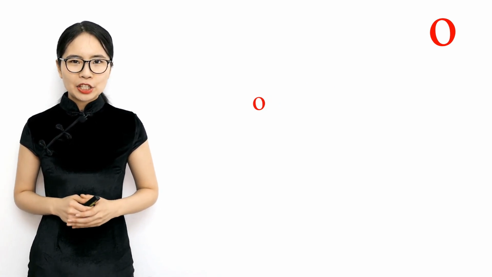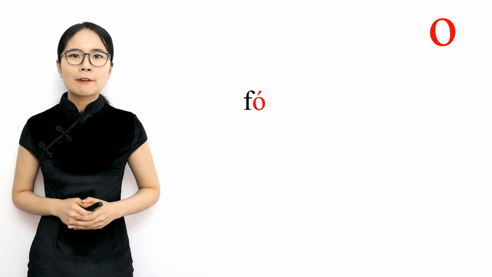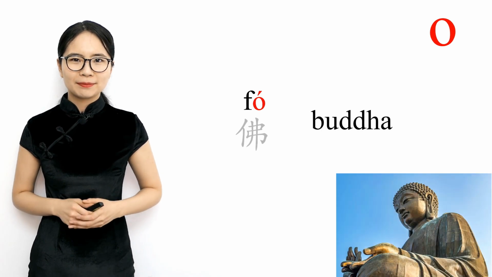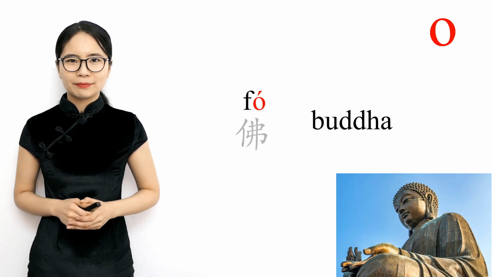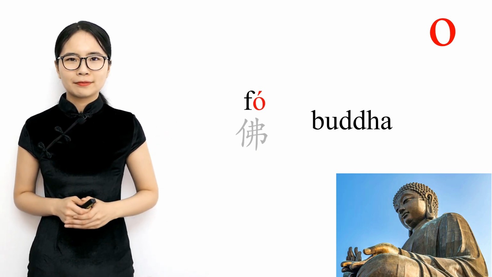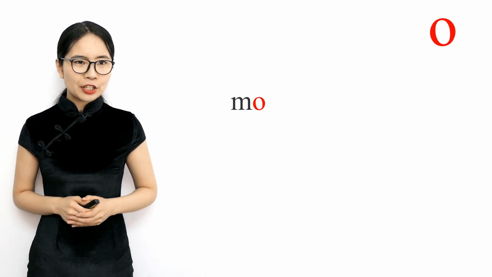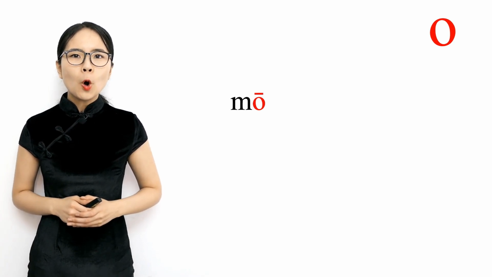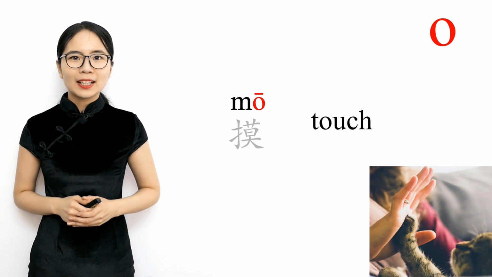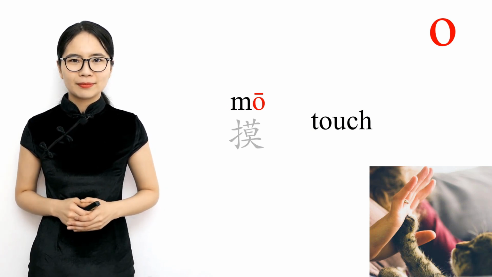If I add the initial f and the second tone, the rising tone, I get the word fo, which means Buddha. Please don't forget to pronounce the short U sound. Fo. If I use the initial m instead and the first tone, I get the word mo, which means touch. Again, please remember to pronounce the short U sound. Mo.